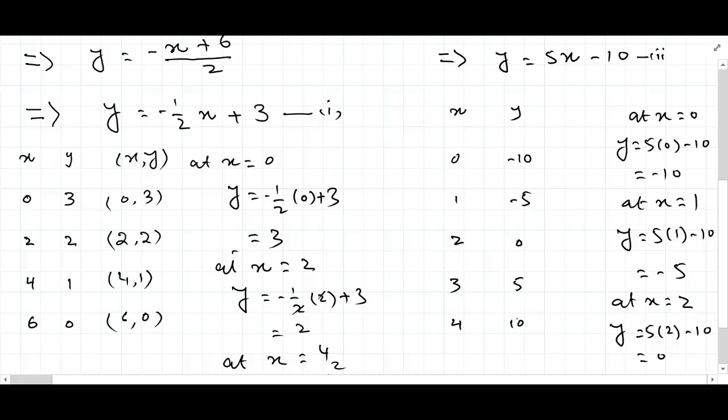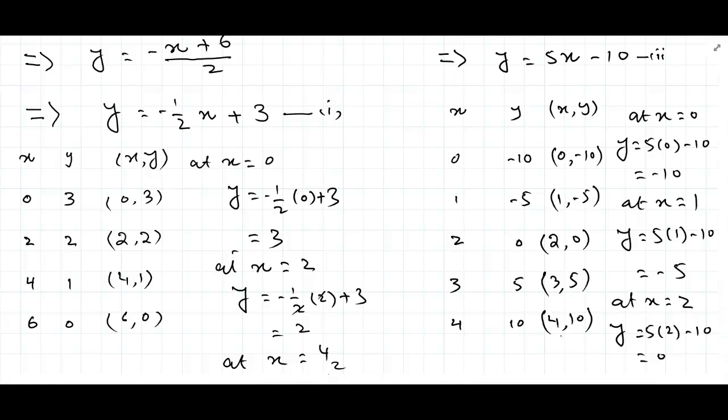Minus 10, minus 5, 0, 5 and 10. The ordered pairs we will have for x, y would be 0, minus 10, and then 1, minus 5, and then 2, 0, and then 3, 5, and then 4, 10. These will be the ordered pairs for the second equation, and we have the first equation on one side, second equation on the other side.